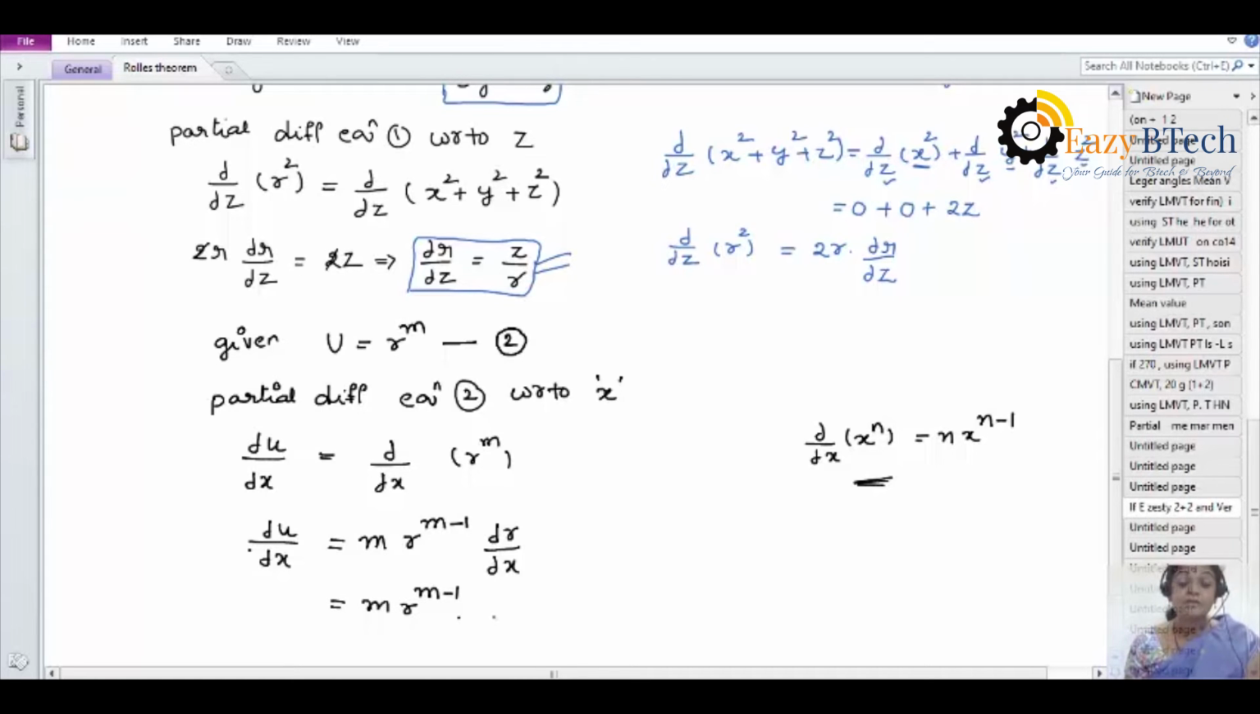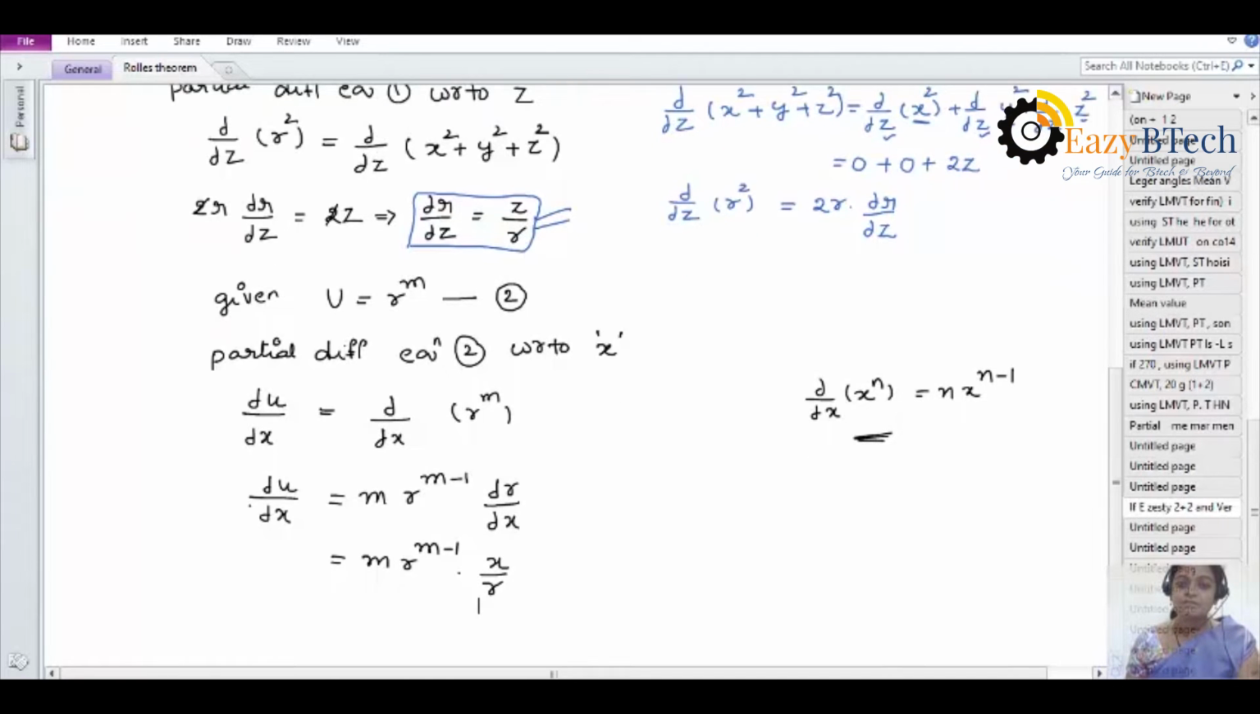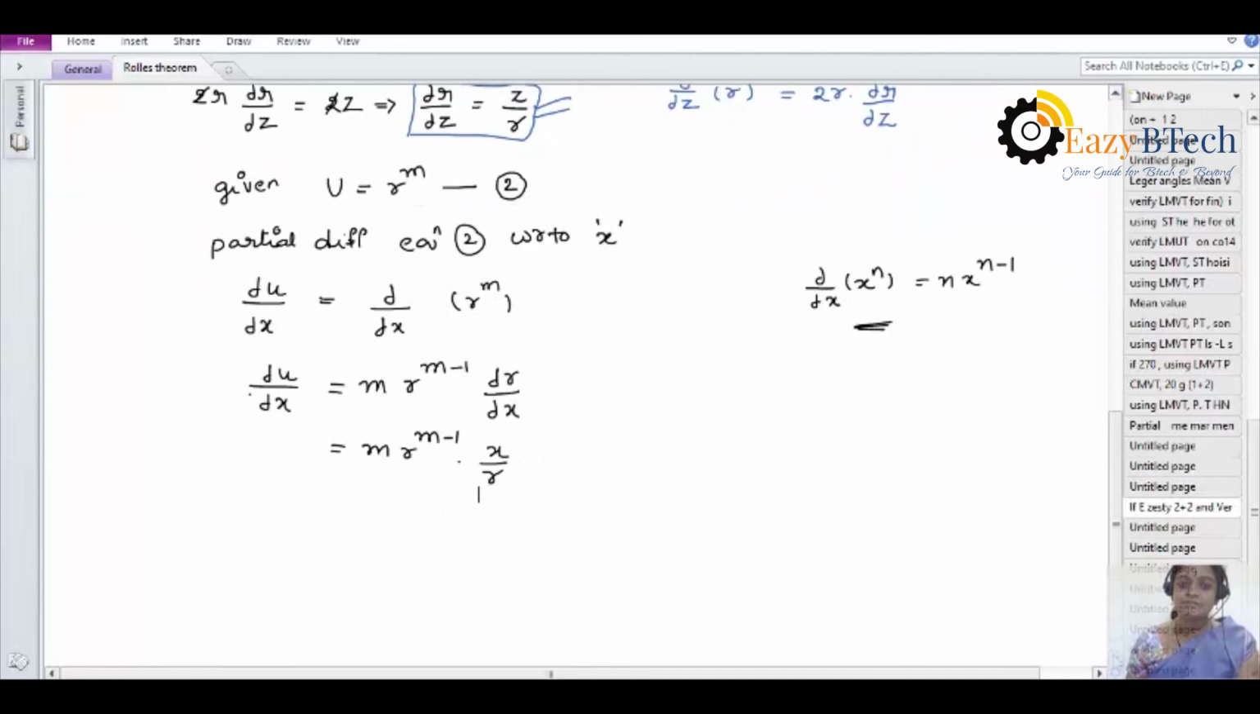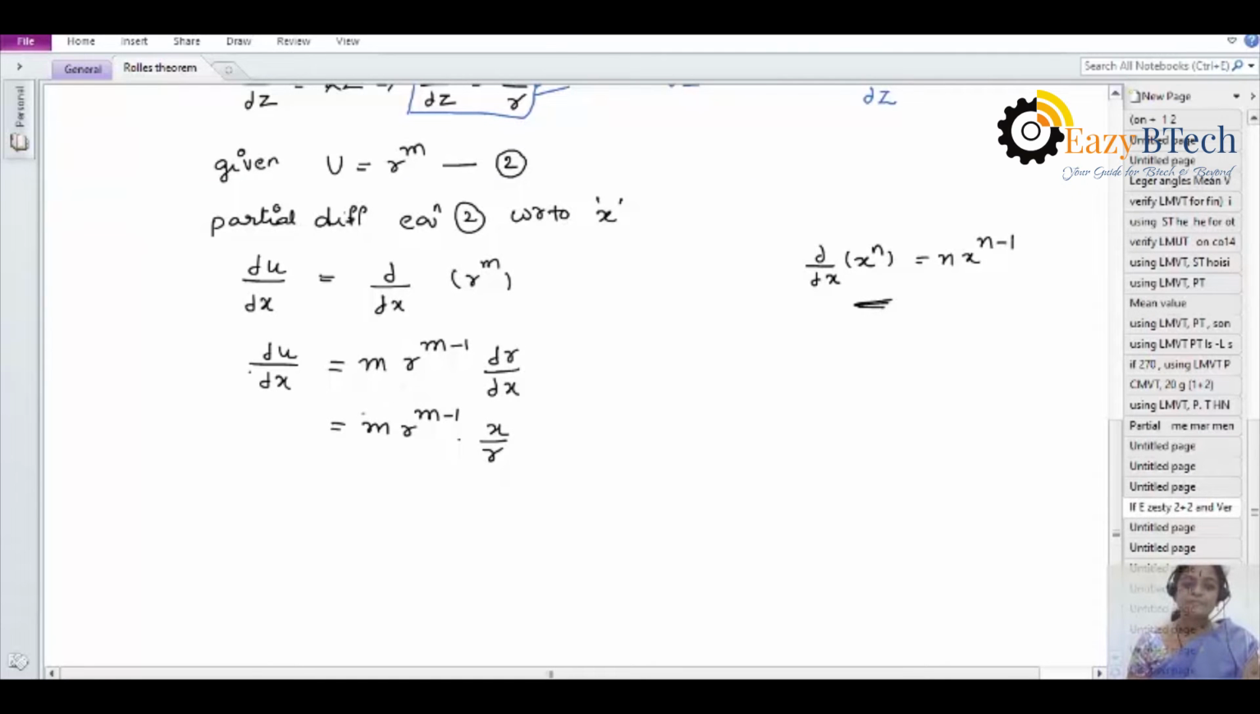So what is the value of ∂r/∂x? Very good. That value is x by r only. What is the value of ∂r/∂y? The value is y by r. What is the value of ∂r/∂z? Of course, it is z by r only. Now I am writing this answer: m into x into r^(m-2). How will you get r^(m-2) suddenly?